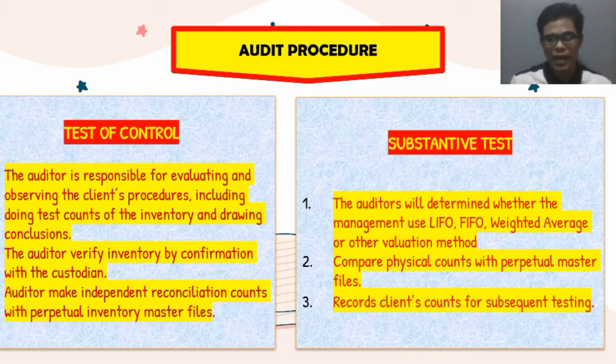For substantive tests, the auditor will determine what kind of method the management uses. It is LIFO, FIFO, weighted average, or other valuation method. And second is to compare physical count with the perpetual master file. And the third is to record the client count for substantive tests for subsequent years.